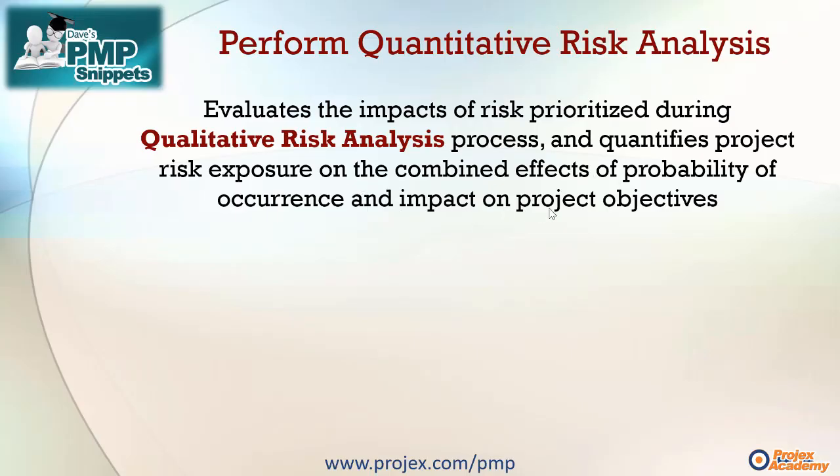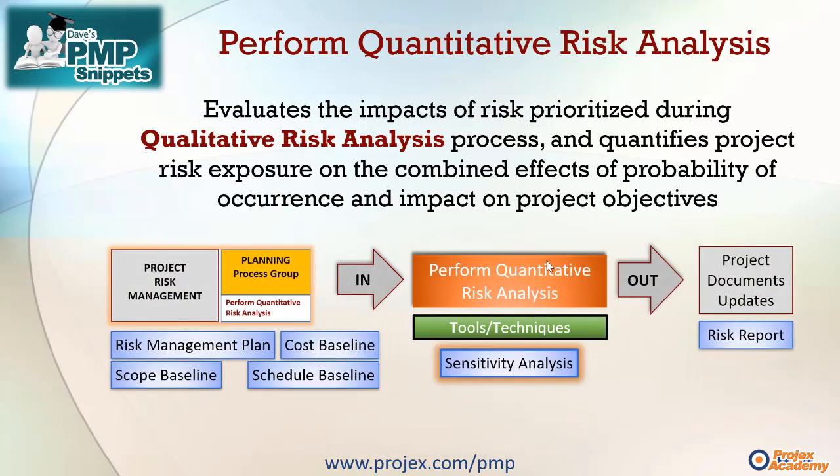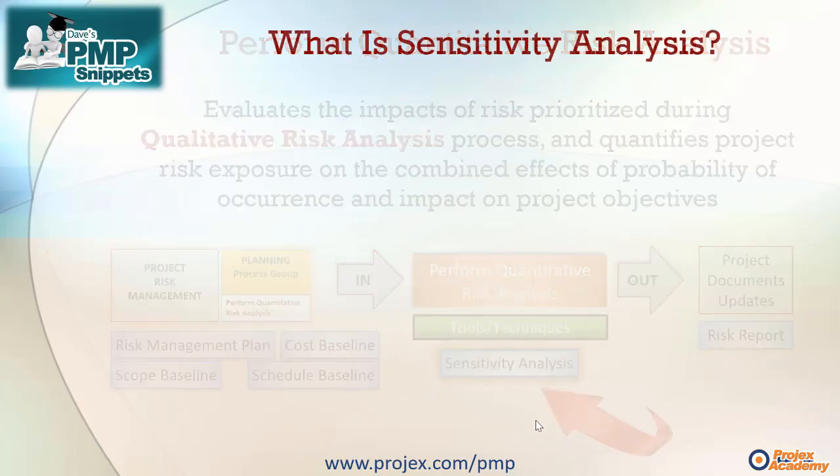Let's have a look at the key inputs and outputs on that process. Here it is, and it forms part of the planning process group. The main output here is an update to your project documents and also something called a risk report, which I'll save for another time. And the focus of this snippet is the technique called sensitivity analysis. So what's all that about, I hear you say?